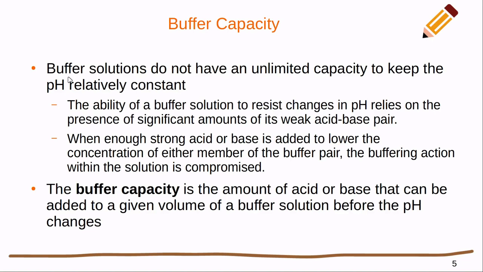That does mean that buffer solutions do not have an unlimited capacity to keep the pH relatively constant. It does rely on there being significant amounts of that weak acid-base pair in solution. When enough strong acid or base is added to lower the concentration of either member of the buffer pair, the buffering action within the solution is compromised and it will break down and start to change pH. This is called the buffer capacity. This is the amount of acid or base that can be added to a given volume of buffer solution before the pH changes.